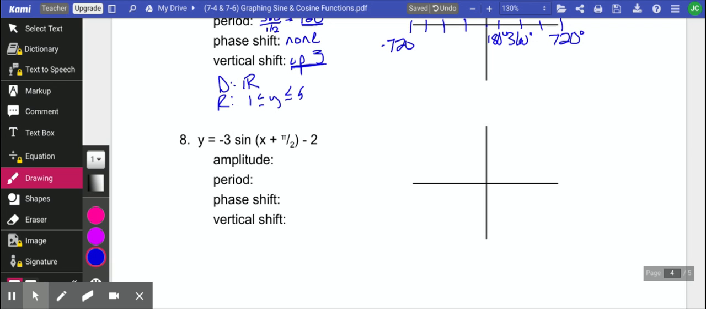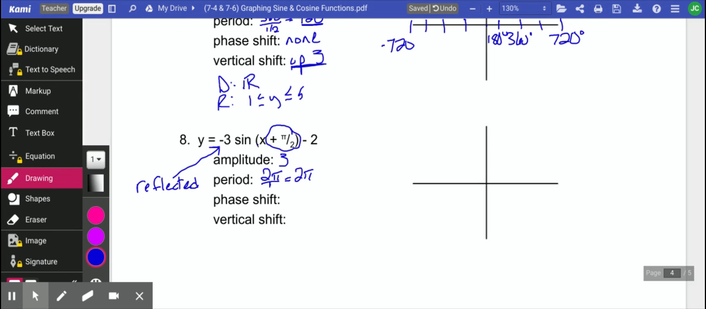All right, so we're going to pull out our necessary information. Our amplitude is 3, but notice it's a negative, so it's been reflected. Our period, since we have a pi over 2, we're going to have to do this one in radians. So our period is 2 pi, and we need to divide that by the number that's out here in front of x, which is a 1 in this case. So our period is just 2 pi.